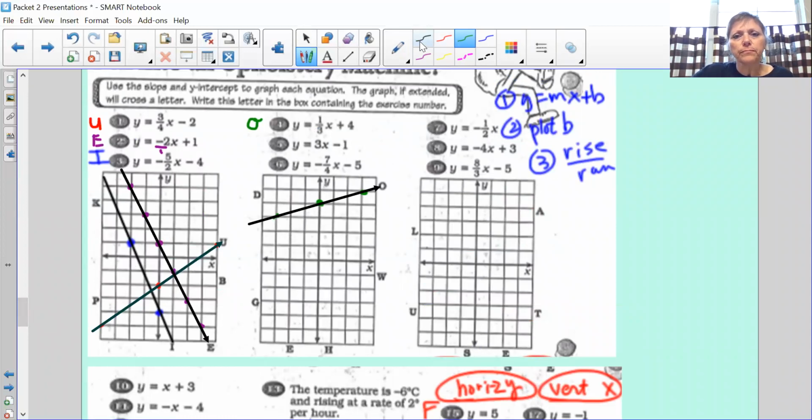Okay, number 5. The y-intercept is -1. So I'm going to go down below the origin to -1. That's the y-intercept. And then I'm going to notice the rise is 3, the run is 1, and they are both positive. So this is up, and this is to the right. 1, 2, 3 over 1. And I'm going to walk it up. 1, 2, 3 over 1. Then I'm going to go backwards, both negative. So negative is down and to the left. And that's as many as I can do.